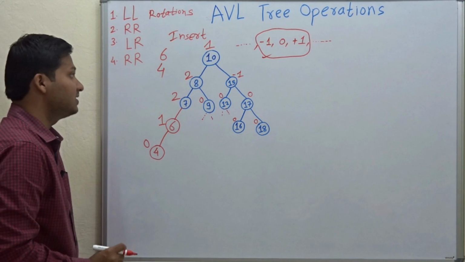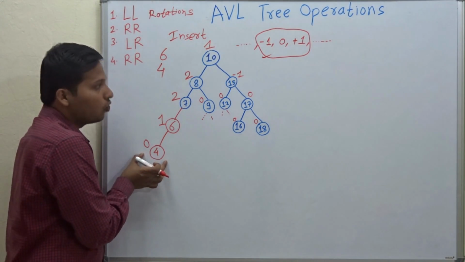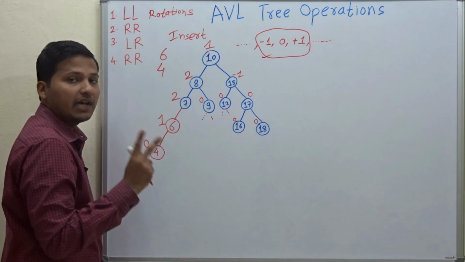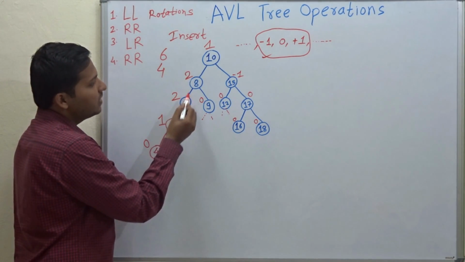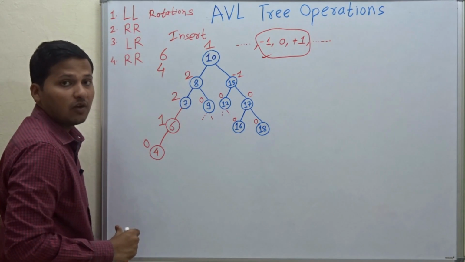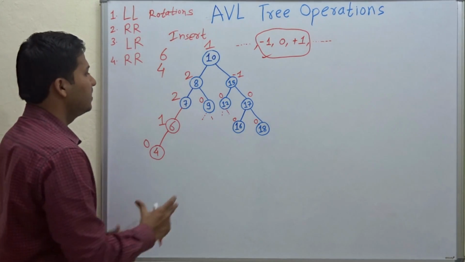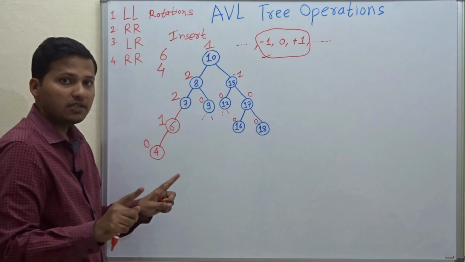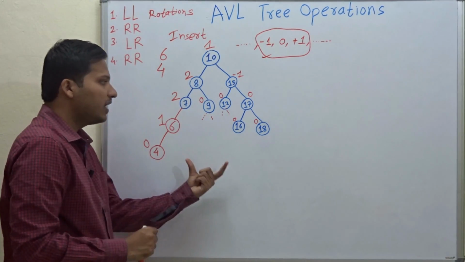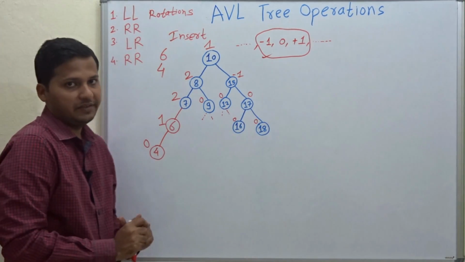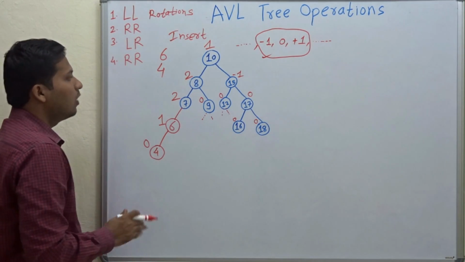Now you can see after inserting 4, two nodes are imbalanced, that is node 7 and 8. These nodes are now imbalanced and this binary search tree is not an AVL tree now. We have to convert this binary search tree into an AVL tree. Now how to do that?